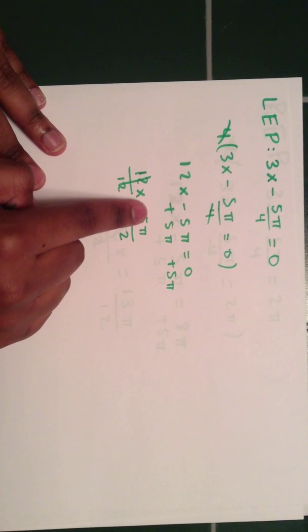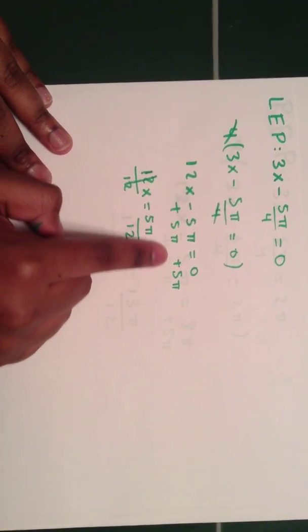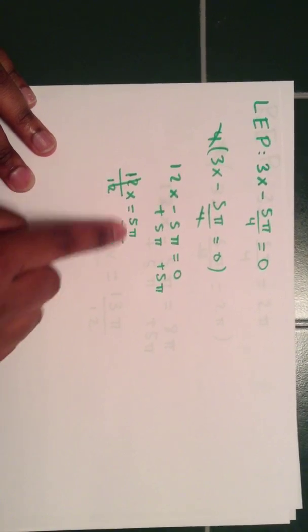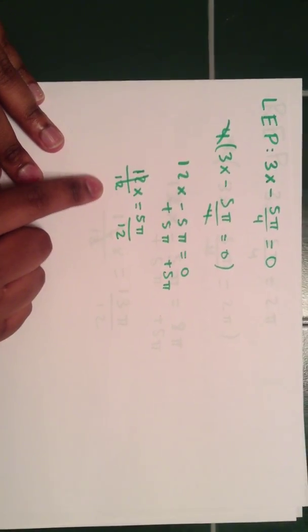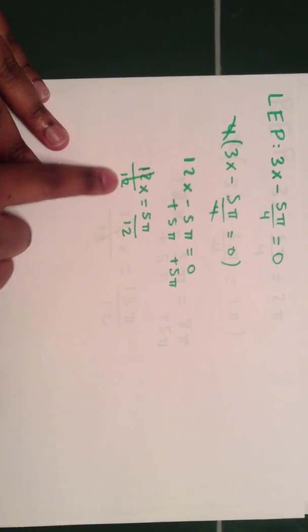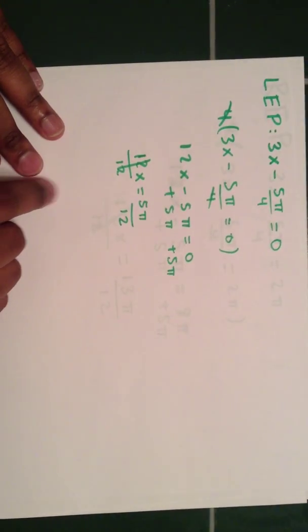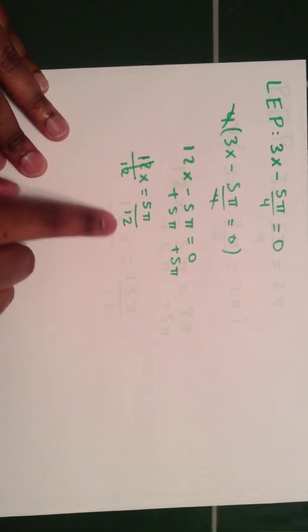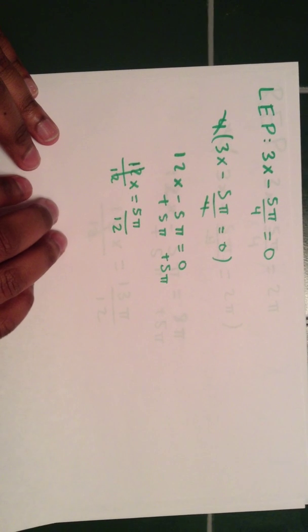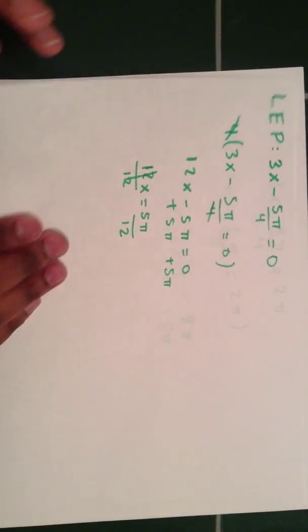To get 12x by itself, you have to add 5 pi to both sides. Then you will come to 12x equals 5 pi. To then get x by itself, you have to divide both sides by 12. Then x will come to equal 5 pi over 12. That is your left endpoint. Okay?